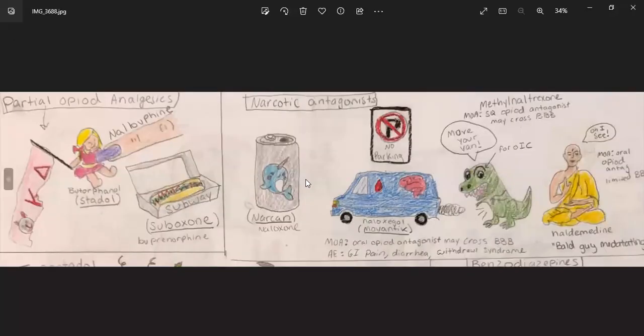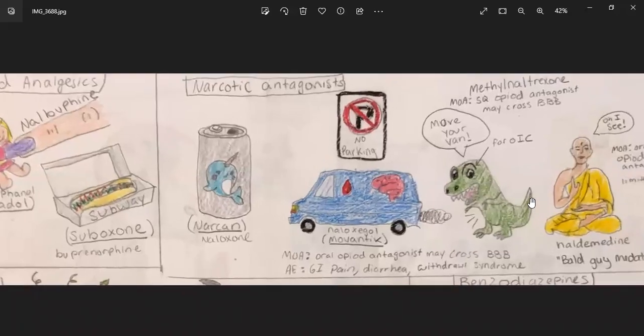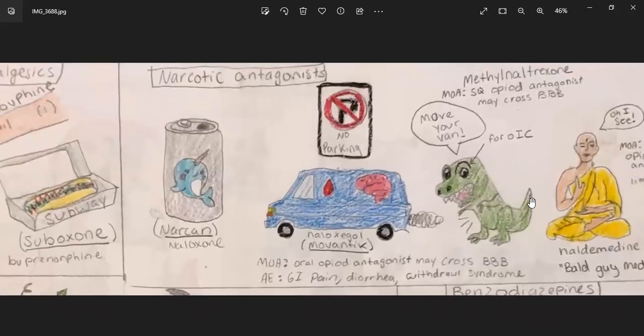And then naltrexone. I'm just going to read from my notes because it's slightly different than what's here. So naltrexone is an oral daily or long-acting IM opioid antagonist. Adverse effects are nausea, headache, hepatotoxicity, injection site reactions if it's given IM.